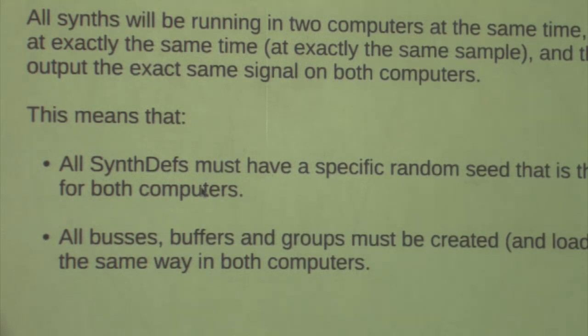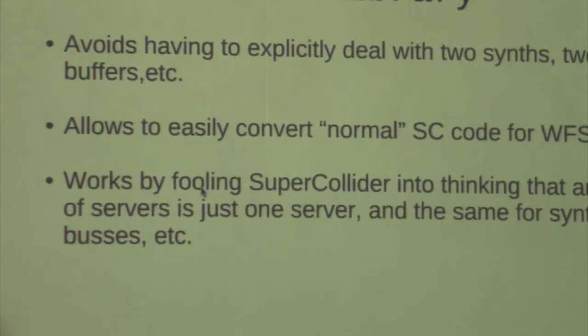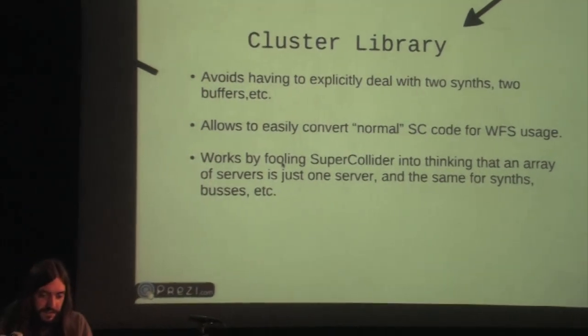And since this is kind of boring, I wanted to simplify the process. To do that, I created a cluster library, which basically fools SuperCollider into thinking that two servers are just one server. What the ClusterBuffer or ClusterSynth syntax does is create in the background two synths, two buffers, etc. But the syntax is the same as creating just one, so you don't have to keep track of all these pairs of things that you're creating. So all these SuperCollider classes have to be changed into their cluster version.